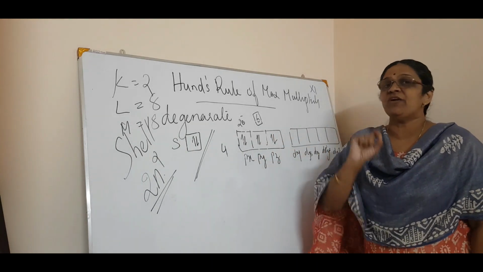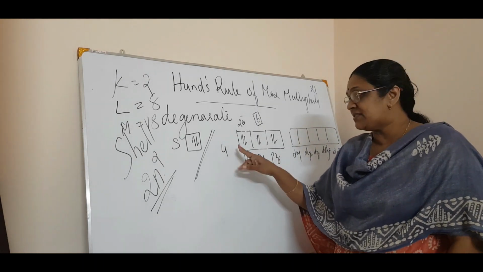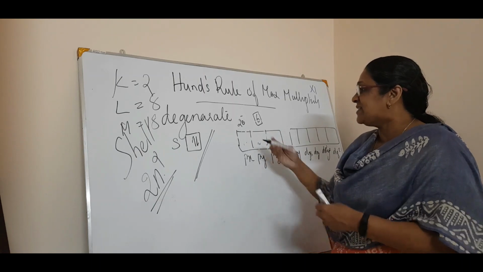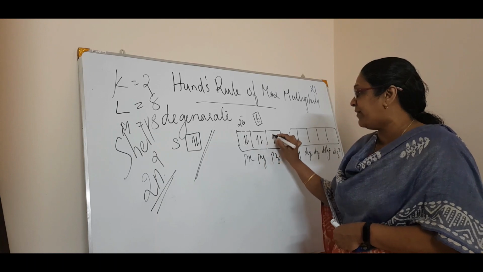Then only it will pair up. For example, in the case of p orbitals, if it is 3 electrons, what happens? It will fill first all the 3 orbitals, then it will pair 4, 5 and 6.